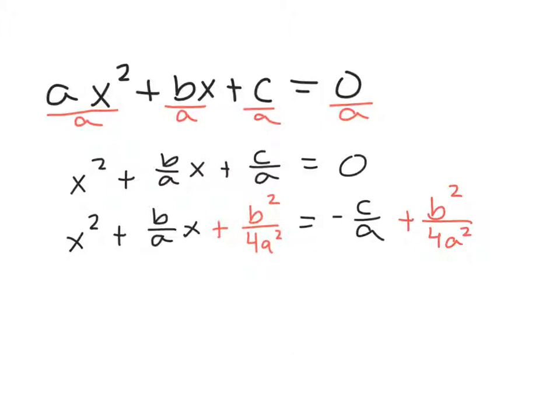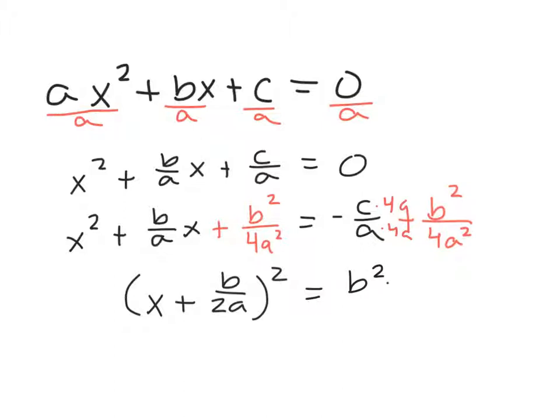I just need to factor the left side. You can take my word for it, but this is what happens when you factor it, because the red term here, square rooted, is b over 2a. Now on the right side, I'm going to move some stuff around. And if I multiply that by 4a, so that I can have a common denominator, so take my word again for it here, I get b squared minus 4 times a times c, all divided by 4a squared.